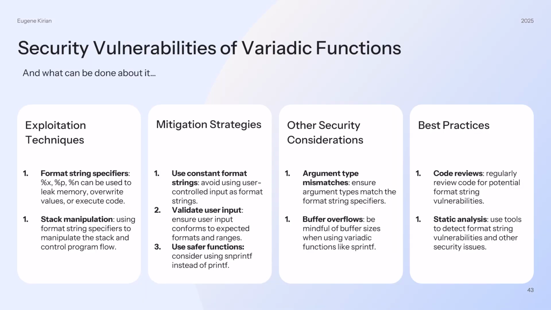We have seen how variadic functions can introduce security vulnerabilities, but what can be done to prevent these issues? Let's explore some of the mitigation strategies. Use constant format strings. Avoid using user-controlled input as format strings to prevent exploitation. Validate user input. Ensure user input conforms to expected formats and ranges to prevent unexpected behavior. Use safer functions. Consider using snprintf instead of printf to reduce the risk of buffer overflows.